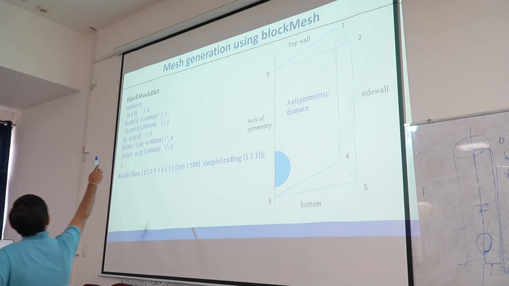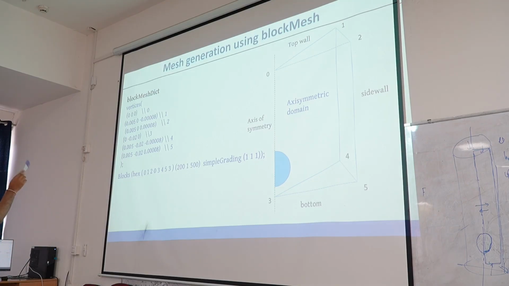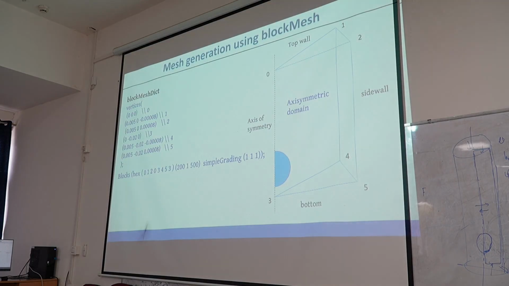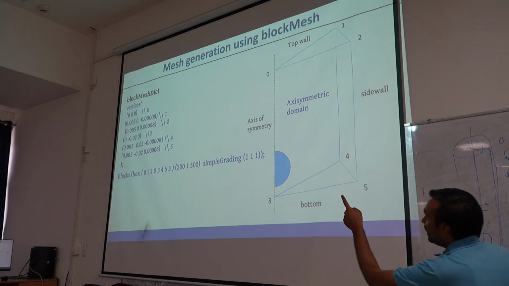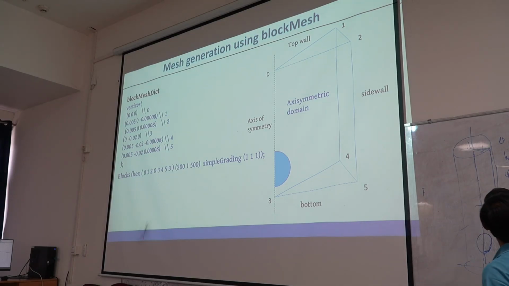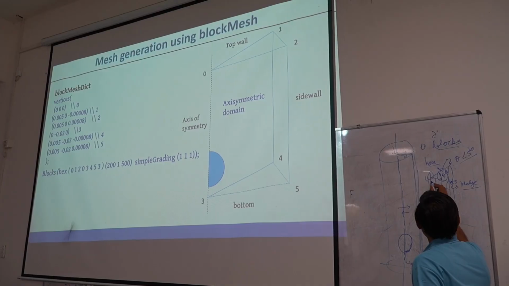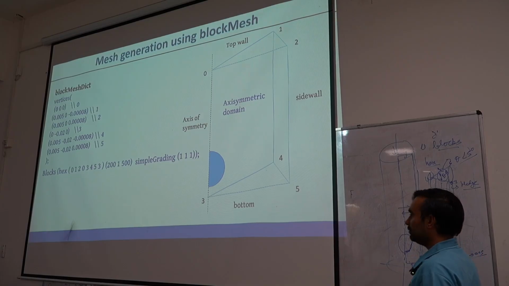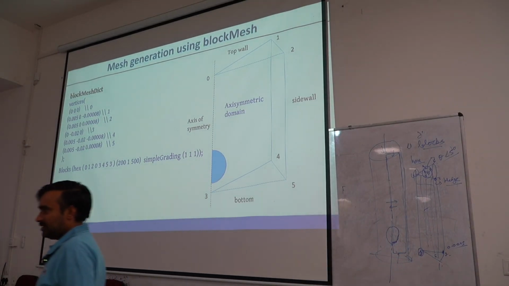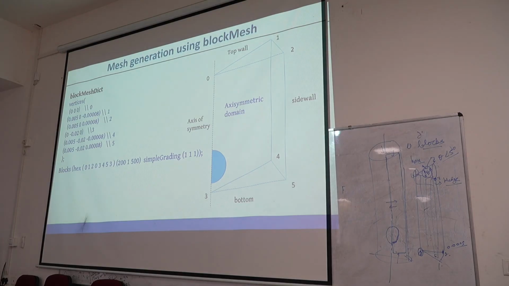So the first point I have taken over here is 0, 0, 0. The second point is 0.005, then 0, and then minus 0.0008. What is this? Typically I have 0.005. What does it mean? From this point to this point I have how many mm? 5 mm. So the radius of the tube is actually 5 mm.